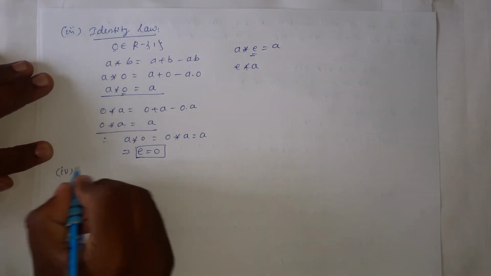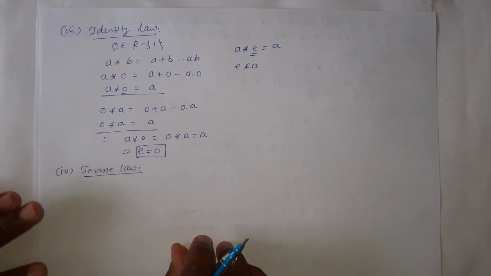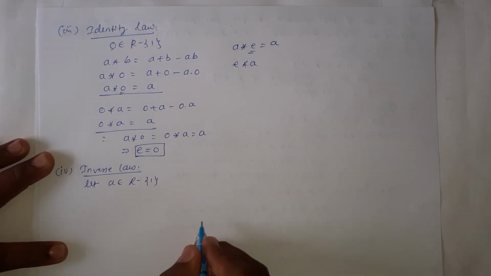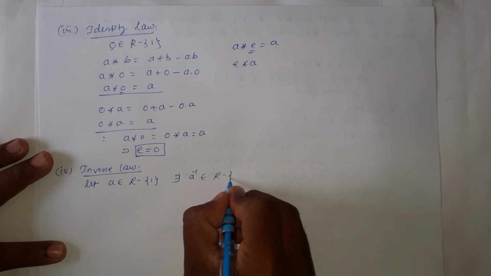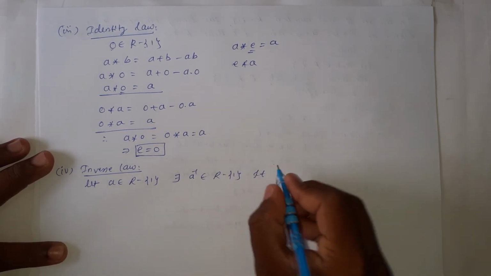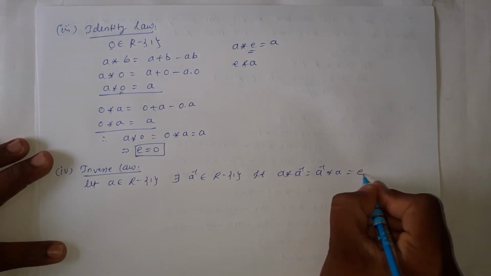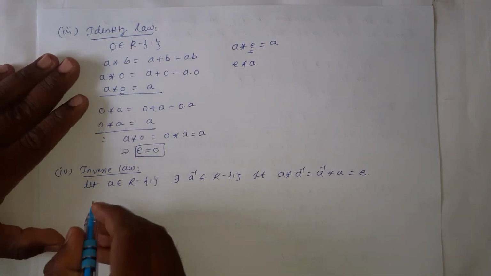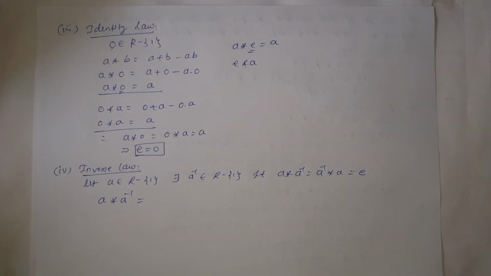And the fourth one is the inverse law. Let A belong to R minus 1, then there exists A inverse belonging to R minus 1 only, such that A star A inverse is equal to A inverse star A is equal to the identity element E. So, here we need to find the inverse of A. For that, consider A star A inverse.